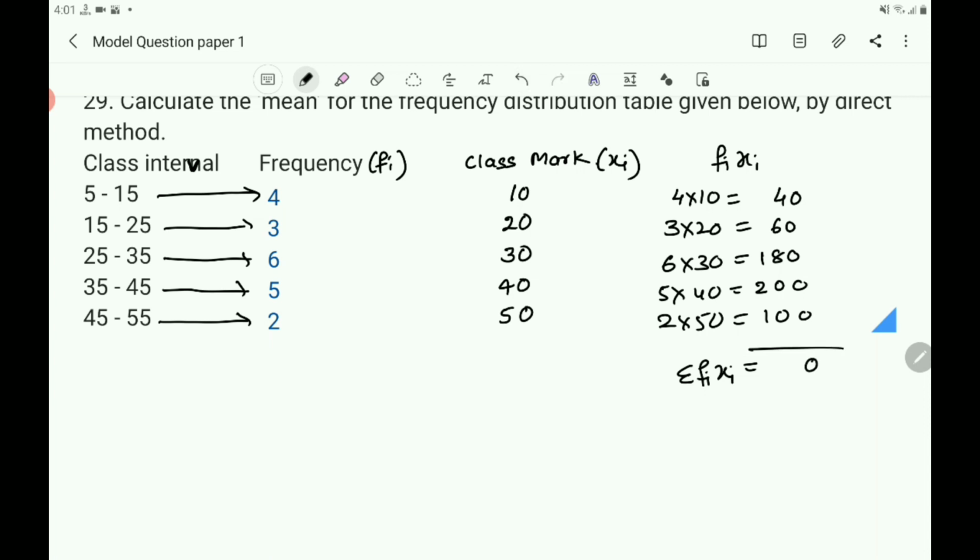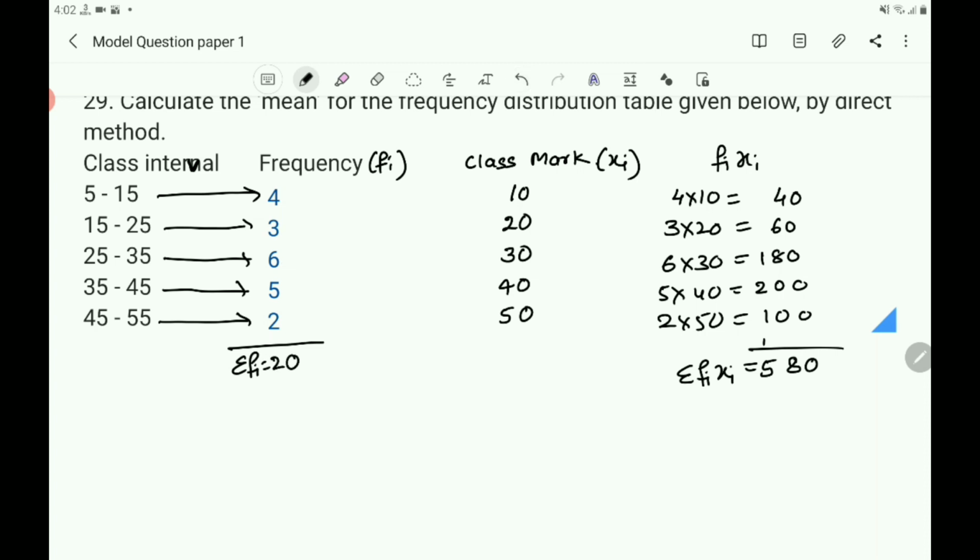Adding these, 40 plus 60 plus 180 plus 200 plus 100 gives 580. And also find sigma Fi here, that is the sum of all the frequencies. 4 plus 3 is 7. 7 plus 6 is 13. 13 plus 5 is 18. 18 plus 2 is 20.